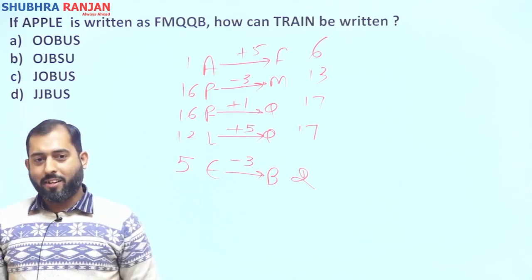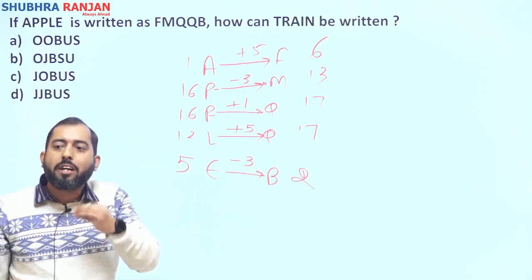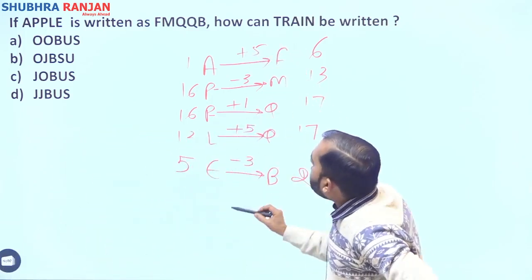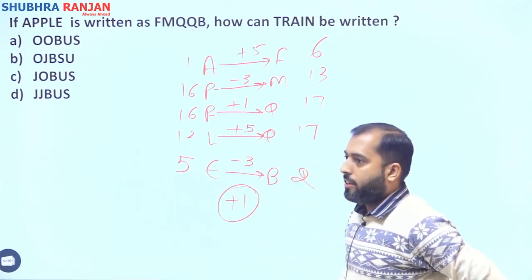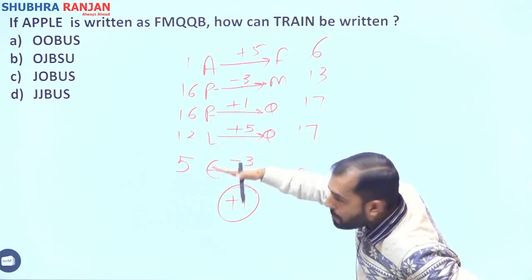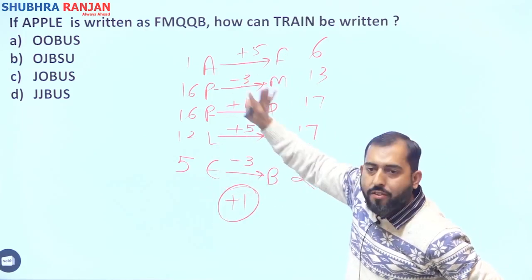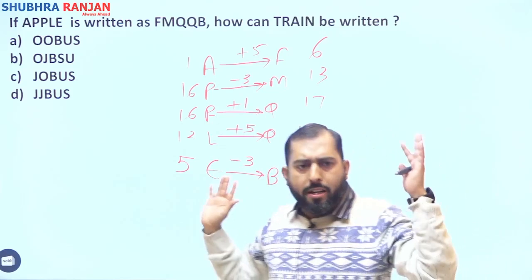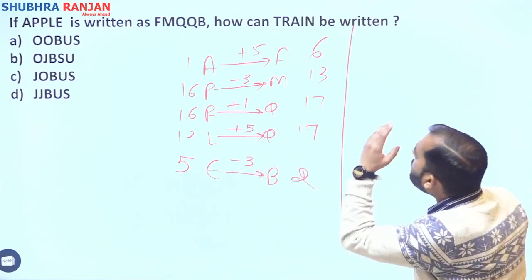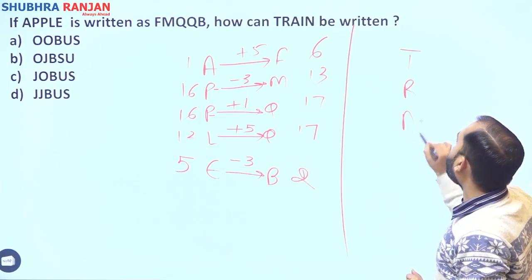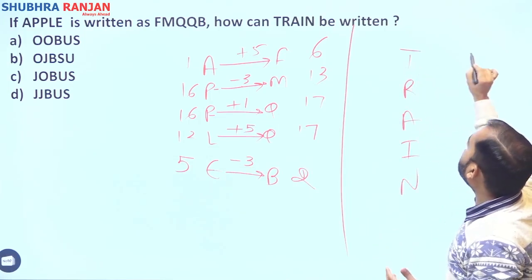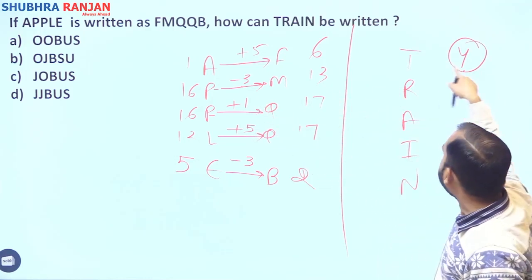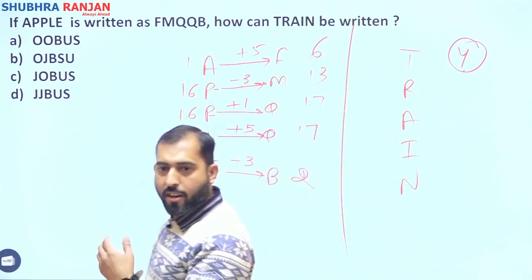Actually, it's not a complete pattern. Although it looks like a pattern, it is not a complete one. Why? It would be a complete pattern if plus 1 was also present: then plus 5, minus 3, plus 1, plus 5, minus 3, plus 1. Other than this, it is not bad at all. It can be the answer. Now, if I apply the same coding technique to train, then T plus 5 should be 25. 25 is Y. My answer should begin with Y. If this is right, then my answer should start with Y. Not present.